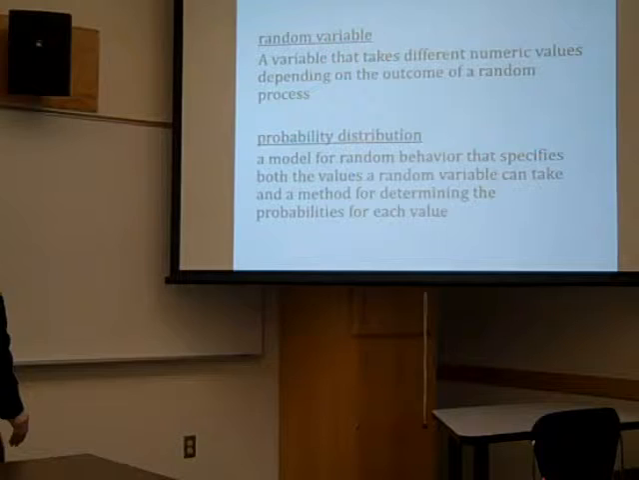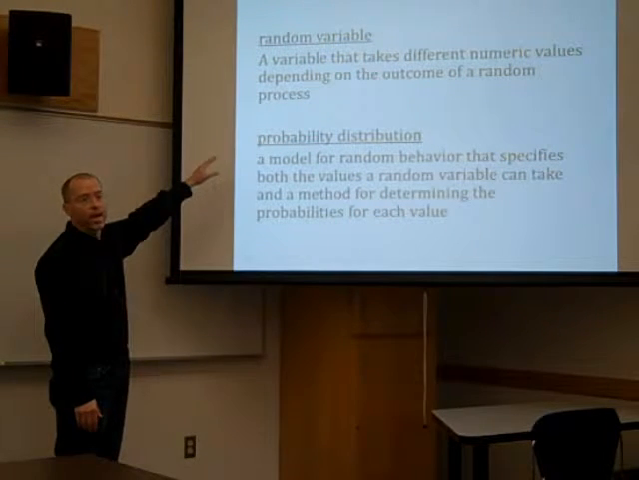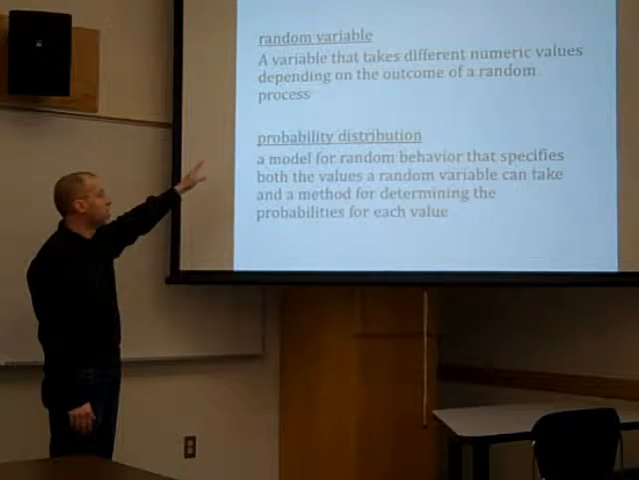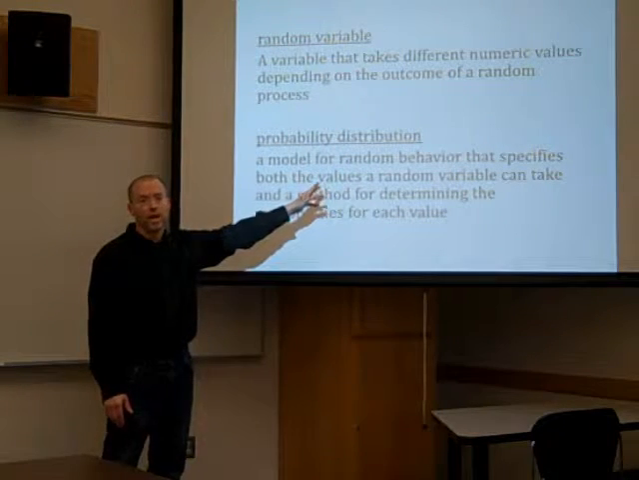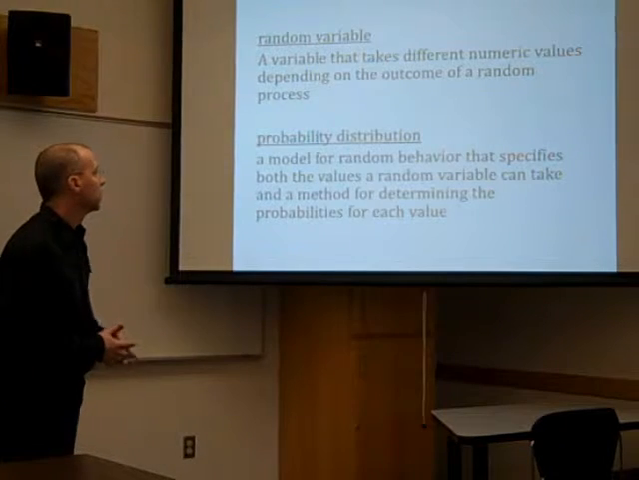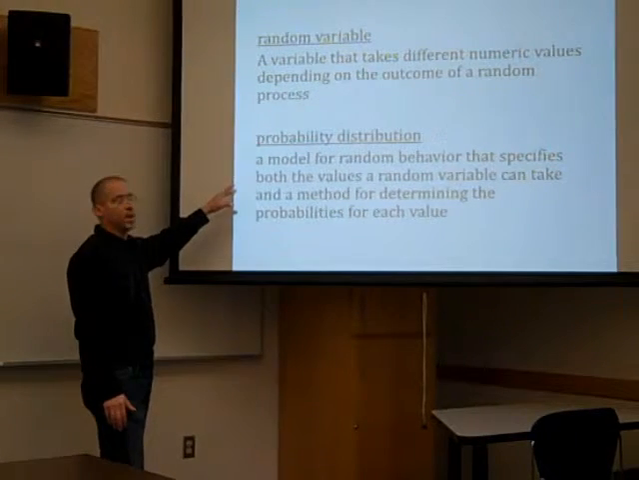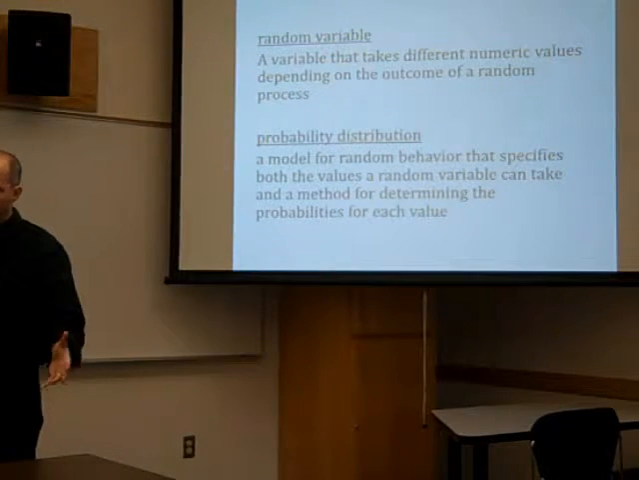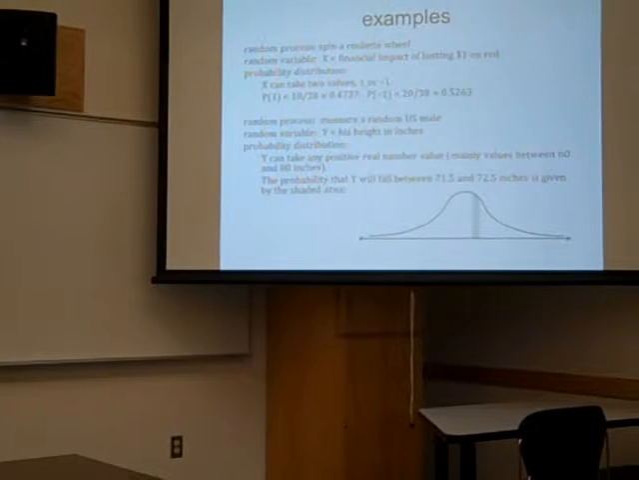That's a random variable. And then a probability distribution describes that random variable. Basically, it's a model for random behavior that specifies what are the specific values a random variable can take. So what are the specific outcomes of this random process? And it has to give you some kind of method for determining what the probability of each of those values is. What can happen, and what are the probabilities of various things happening.